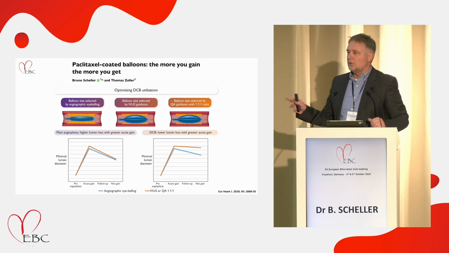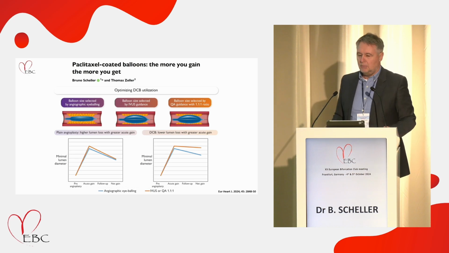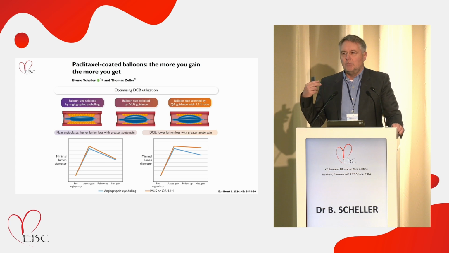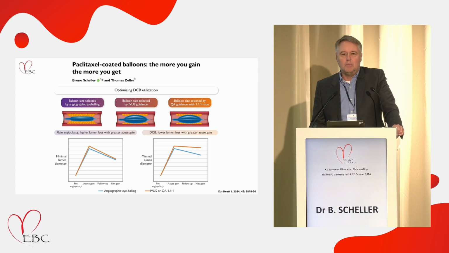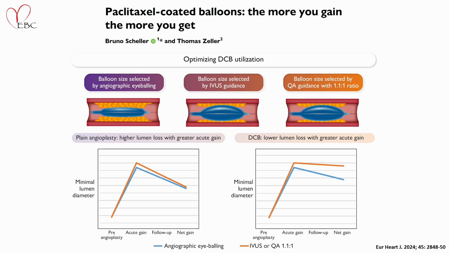And this comes to this concept which we discussed before. We have to be aggressive when treating lesions with DCB. We see with paclitaxel-coated balloons that the more aggressive you are, the more dissection you create, the lower the late lumen loss is. And I think that's very important, that we need an adequate sizing with a 1-to-1 ratio when treating also bifurcations with DCB.